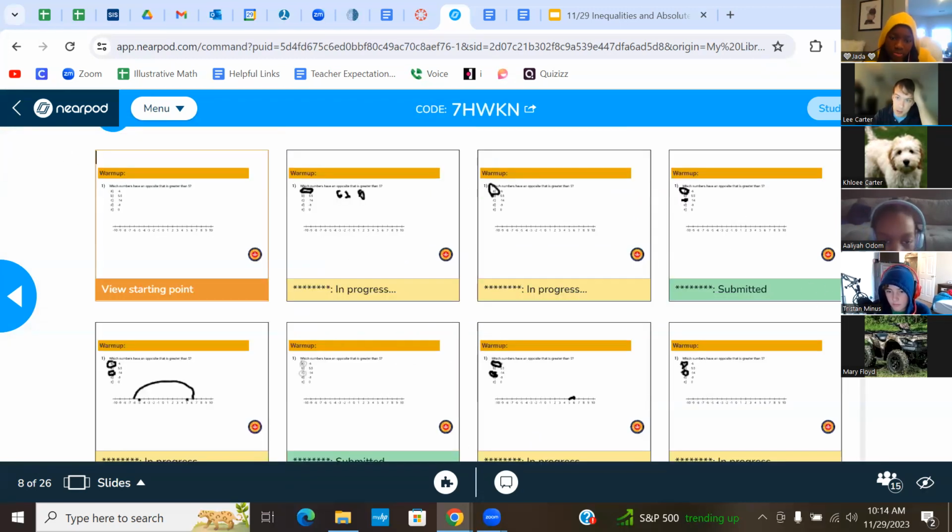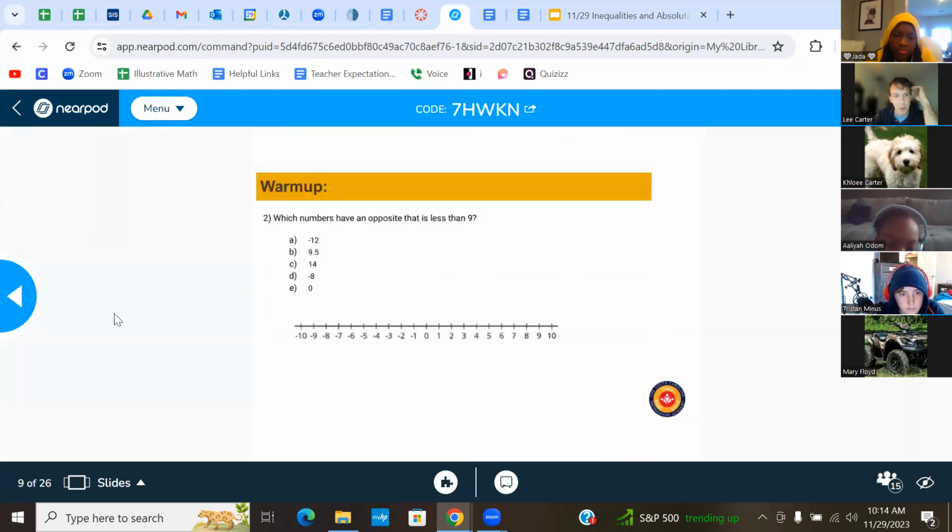I'm trying to pace it like I have been to make sure that we have time to see a whole bunch of different types of questions. Okay. All right. Next one. This is where I run into the problem where I have too many slides and it won't let me do all of them. So, which numbers have an opposite that is less than 9?